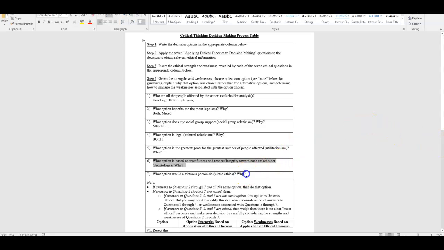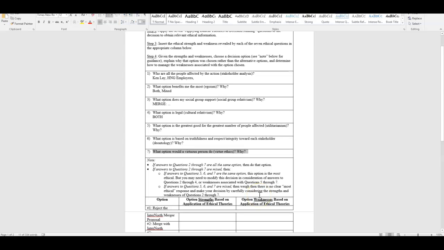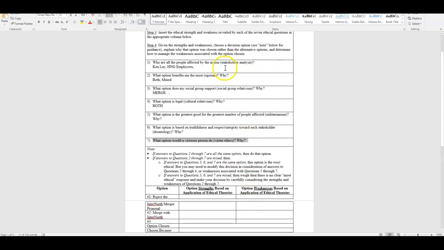Lastly, what would a virtuous person do? Virtuous person, if you're a Christian, a virtuous person might be Jesus Christ. If you're a Muslim, it could be Mohammed. Humanist, it could be Gandhi, it could be Martin Luther King. Whoever is a virtuous person in your mind, what would they do in a situation like this? And you would fill it in. Would somebody like Gandhi reject the merger or accept the merger? Fill that part in. So now you will have filled in these 7 answers to these 7 questions.